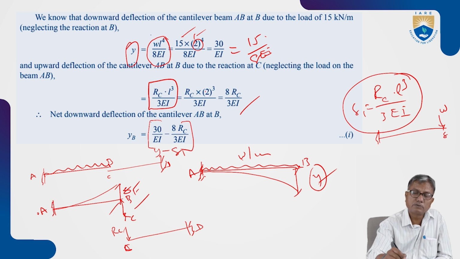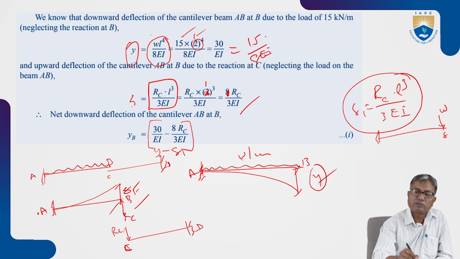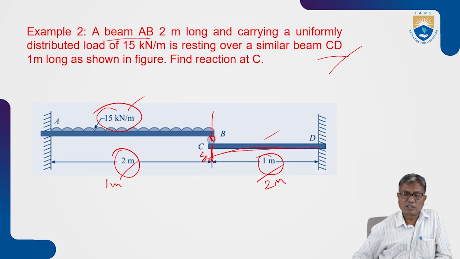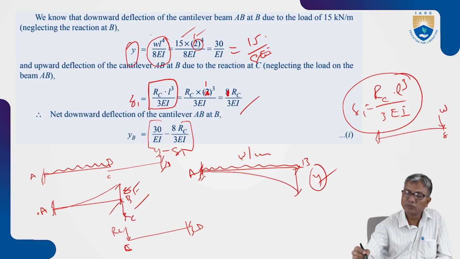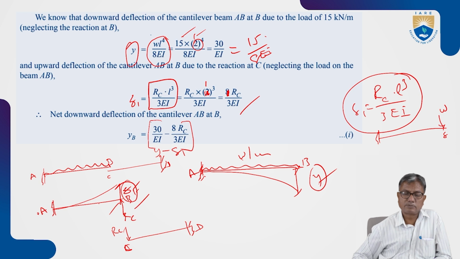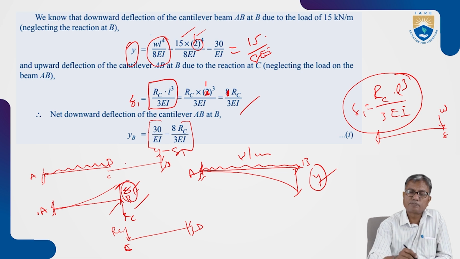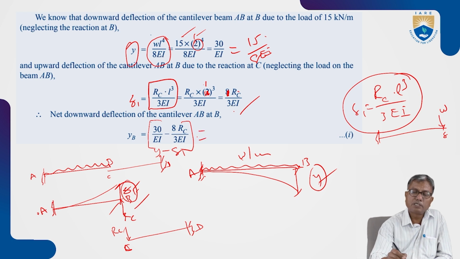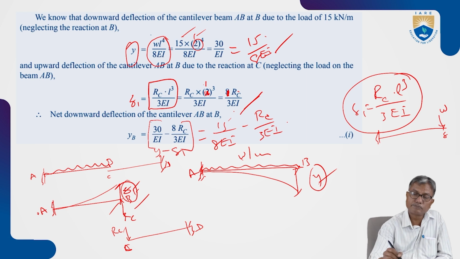And RC is equal to, delta 1, the upward deflection due to RC. Delta 1 is RC L cube by 3EI, where L is the span of AB. If it is 1 meter, then it is RC by 3EI. So what is YB, the net downward deflection? Y minus delta 1, Y is 15 by 8EI, minus RC by 3EI.